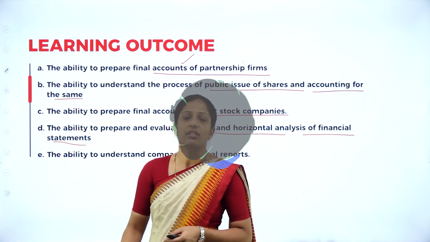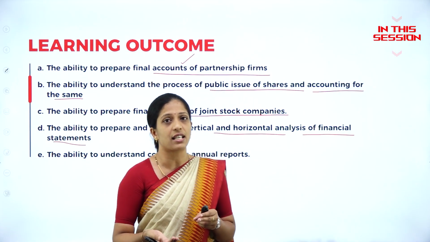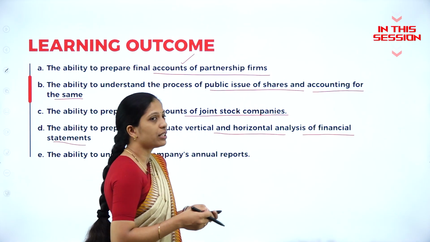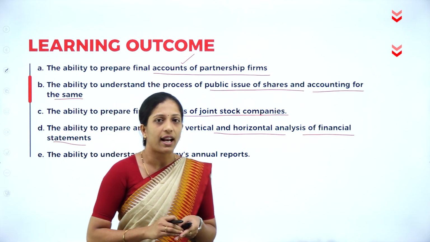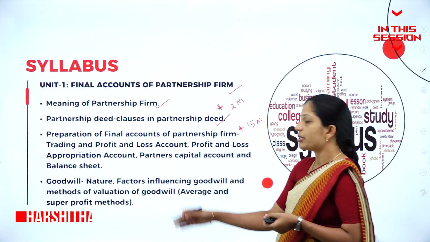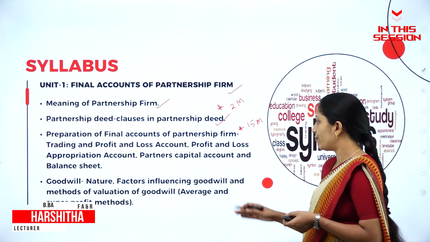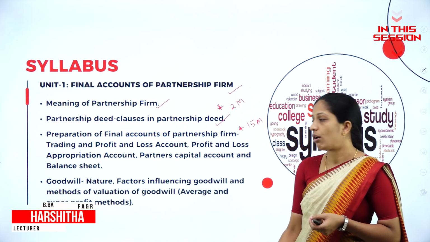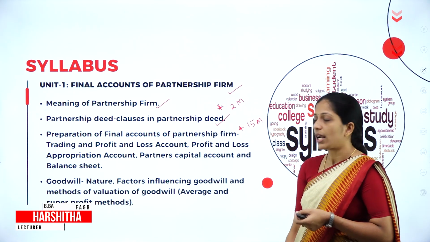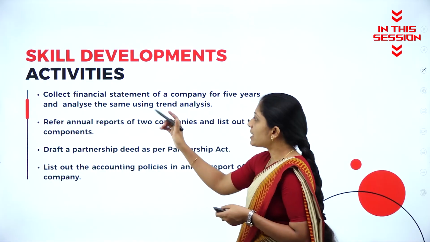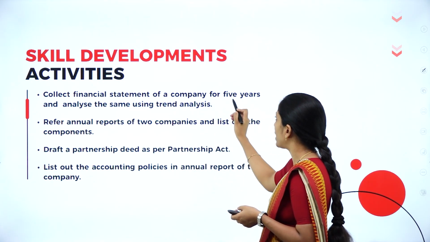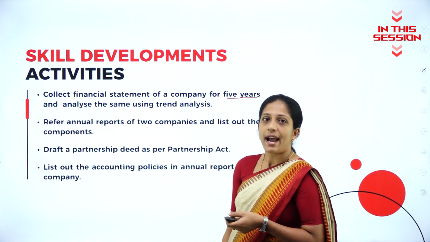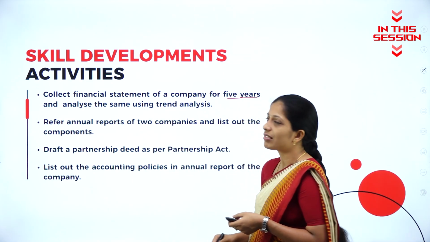So here you are going to learn about financial statement analysis, where particularly you are going to learn about vertical analysis and horizontal analysis of financial statement. Goodwill, where you are going to learn about nature, factors influencing goodwill and methods of valuation of goodwill, average and super profit method. The first skill development activity is to collect financial statement of a company for 5 years and analyze the same using trend analysis.